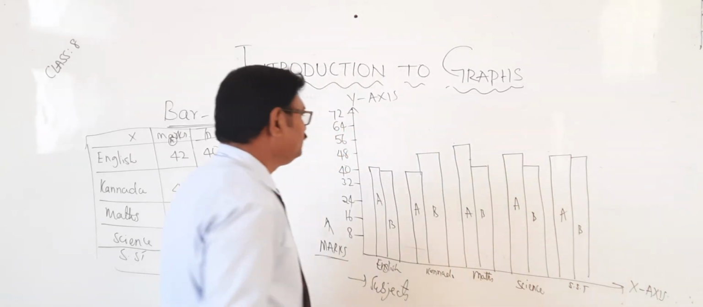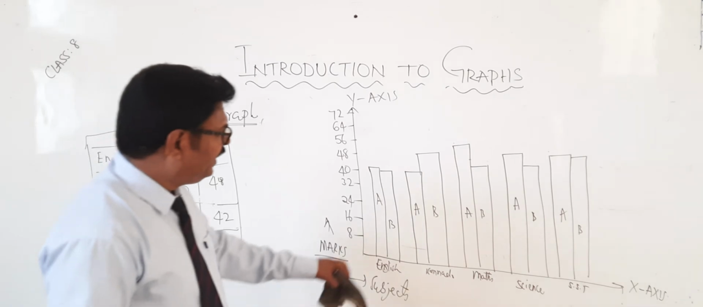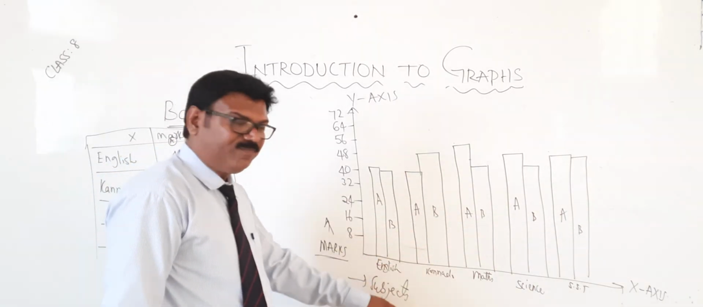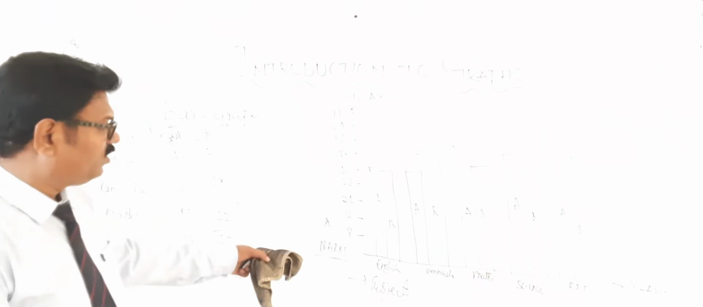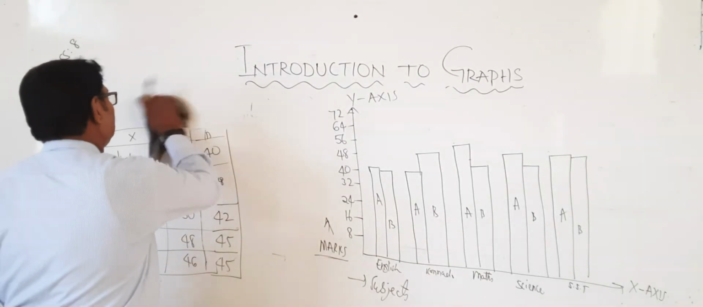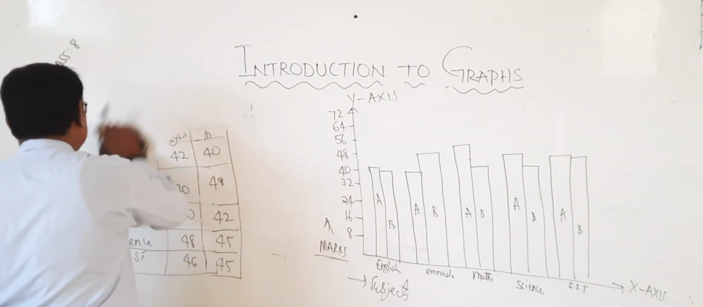Yes. So in Kannada only B scored maximum and A scored maximum in the mathematics. So for this, what is needed? Double bar graph. Did you understand? Okay. Now, bar graph over, double bar graph over.